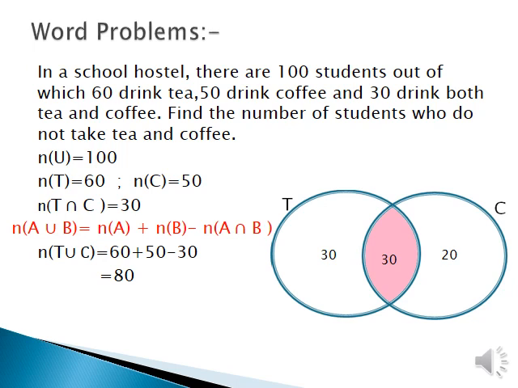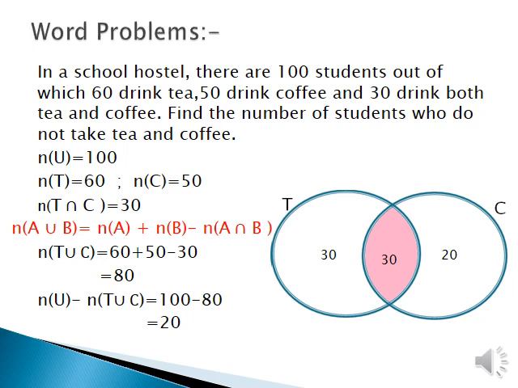But now they have asked us for the students who do not take tea and coffee. Who do not take tea and coffee both means we have to find the complement of T union C, meaning the remaining elements. So out of 100 students, the students who do not take anything. For that we are going to subtract n of T union C from n of the universal set, that is 100 minus 80, which will be 20. So the students who do not take tea and coffee are 20.